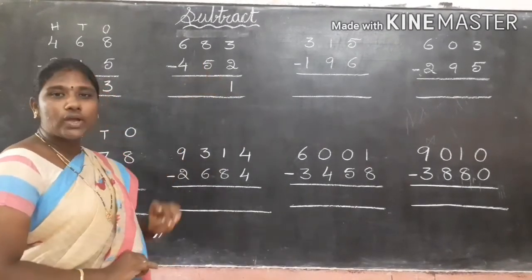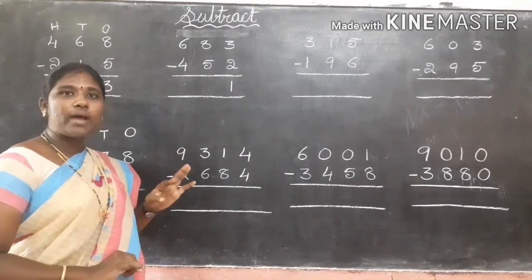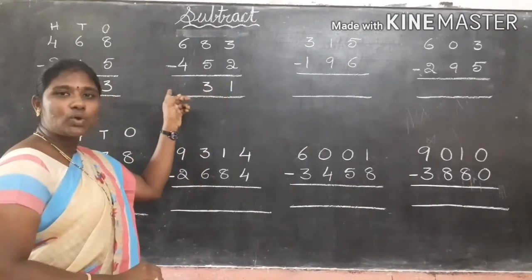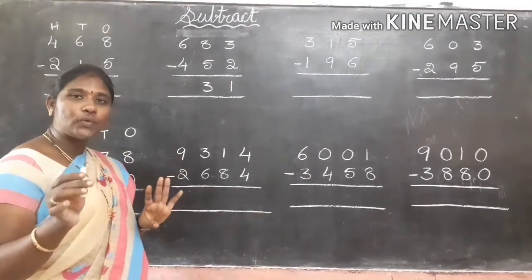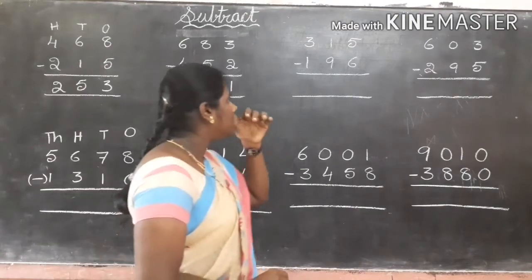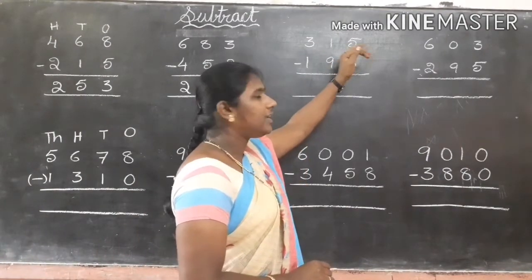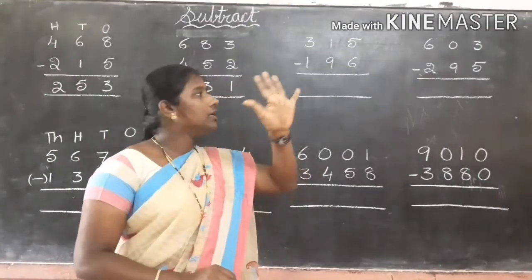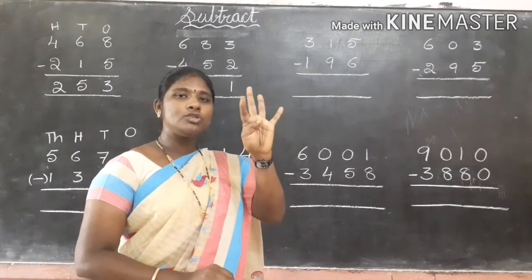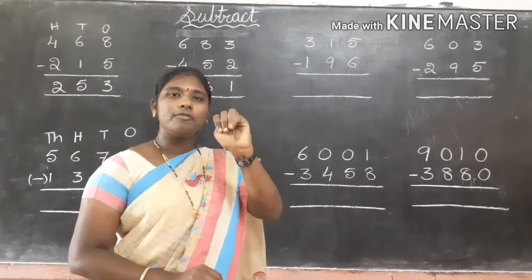Same, 8 minus 5, easily you know, 3. 6 minus 4: take 6 fingers, close 4, remaining 2. Next one here. What is the top number here? Yes, 5. We have to take 5 fingers. What is the down number here? 6. Shall we close 6? 1, 2, 3, 4, 5.